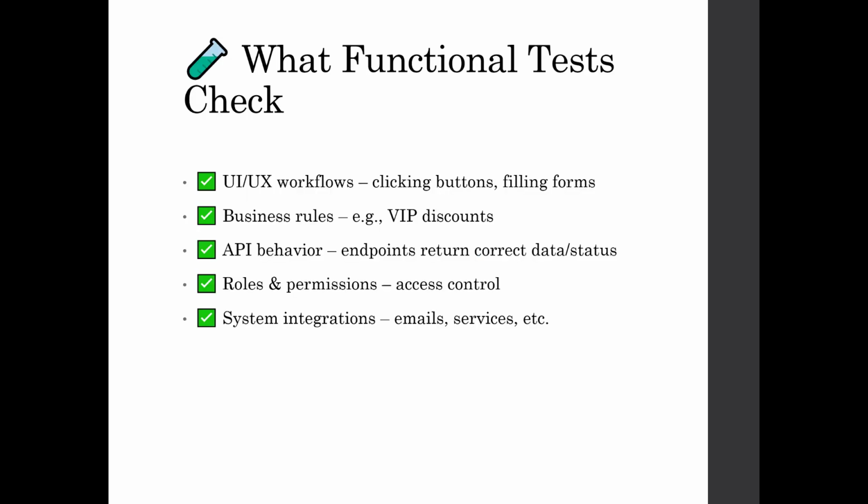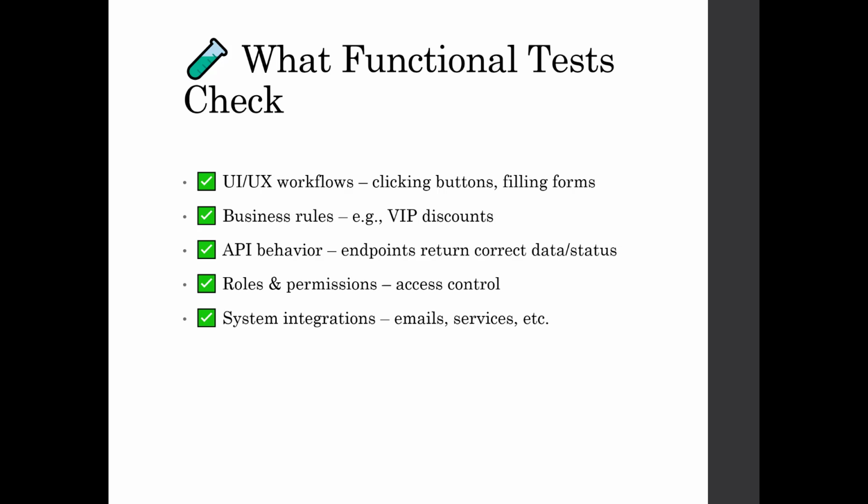So what are we checking? And we say end to end, because functional testing really covers a wide range of interactions and logic. So we want to check our UI and our UX workflows. So are things like, are the forms working? Are buttons working? Can I get to the pages I need to get to? Is something not loading? Is there a missing graphic? All those kinds of things. Then we're looking for business rules.